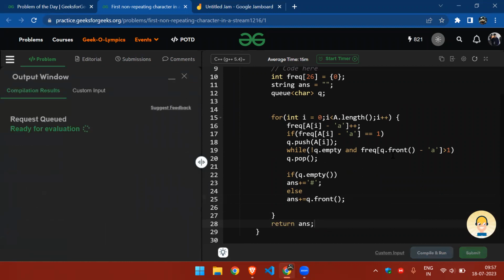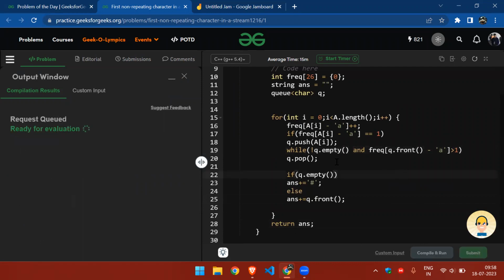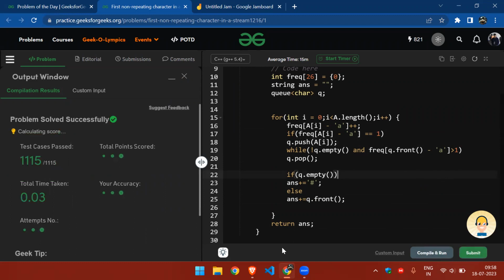Okay, let's compile and run. Yeah, I found one error. Let's submit. Okay, thanks.